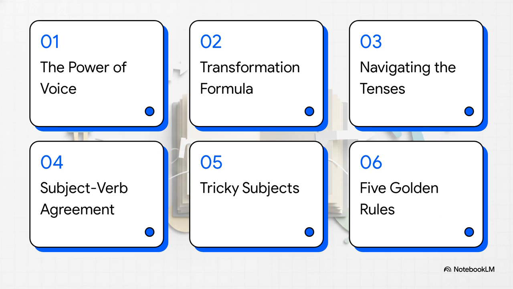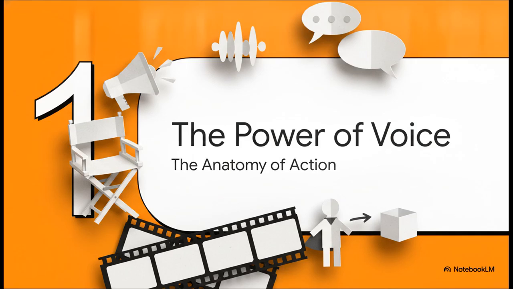Okay, so here's our roadmap for today. We're going to cover the power of voice, the transformation formula, and navigating the tenses. Then we'll pivot to subject-verb agreement basics, look at some tricky subjects and pronouns, and finally wrap it all up with the 5 golden rules. All right, let's jump right into Section 1, the power of voice, Act 1, the anatomy of action.